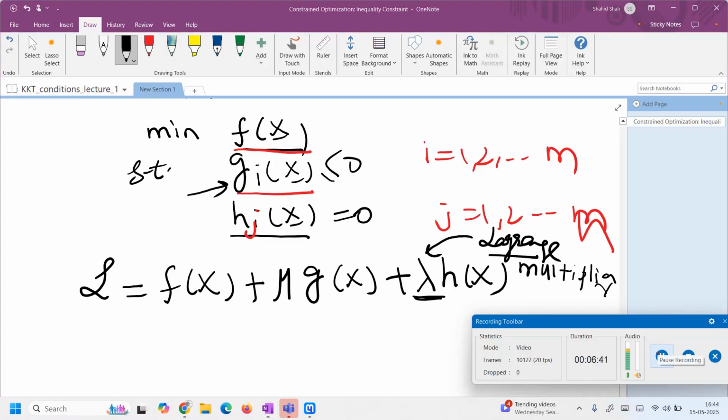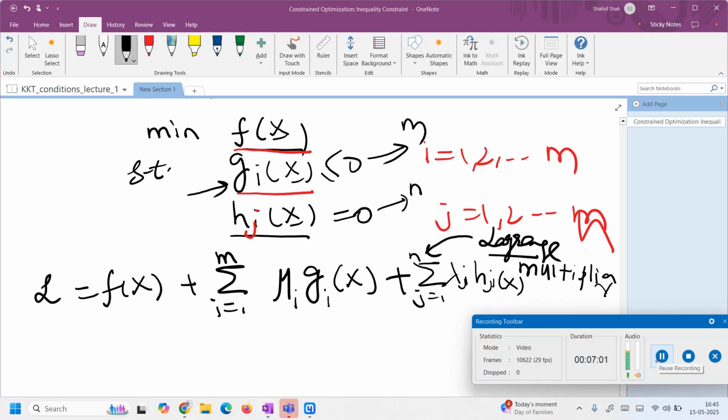Now since we have here many inequality constraints and possibly equality constraints also, suppose m inequality constraints and n equality constraints, then we can index it like this. We can write here mu i g i and summation. So let me erase it. So we can write like this, because now we have m inequality constraints, so there will be m Lagrange multipliers for it. Let me first state the conditions, then I will do the example.